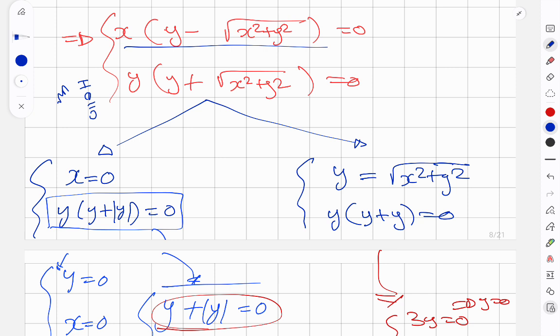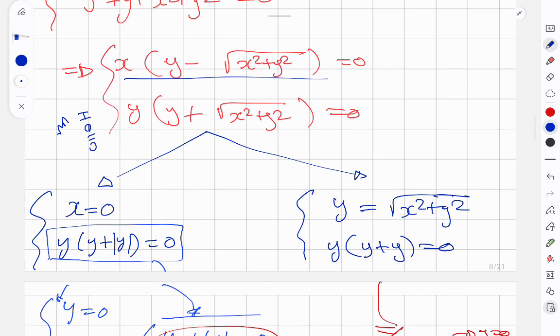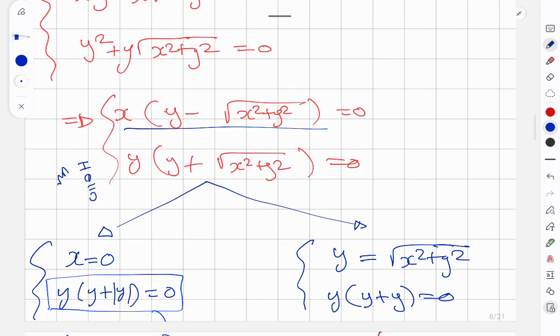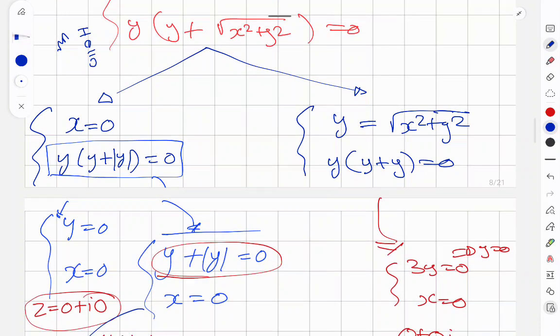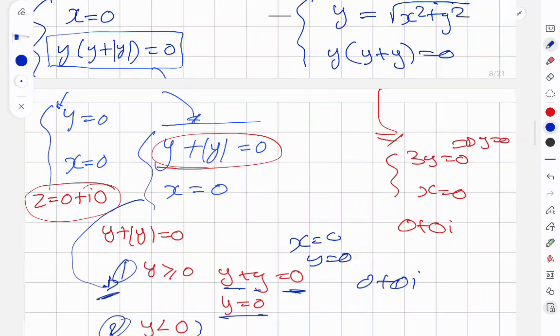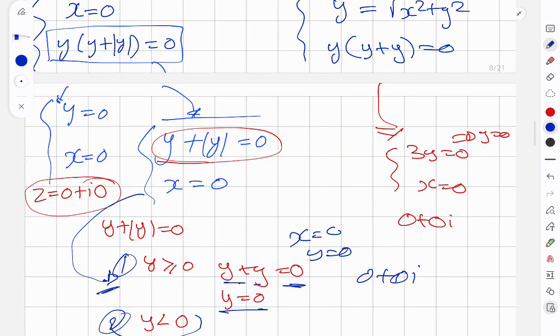How did we substitute y equals x square plus y square in this? Yeah, just y over here. Okay, my bad. And then it's all y, this is 0.